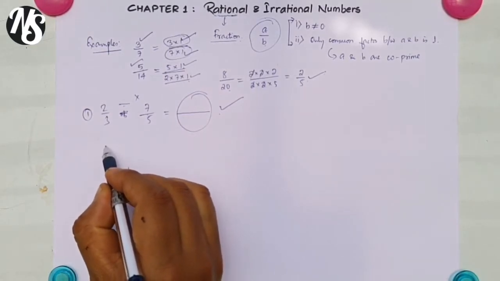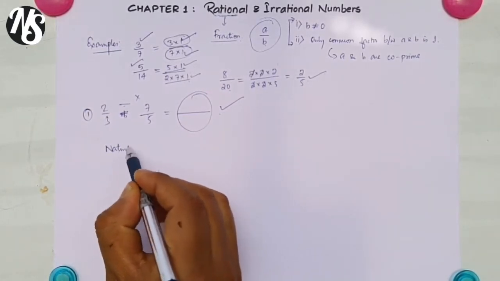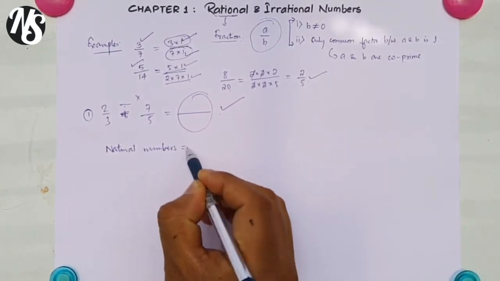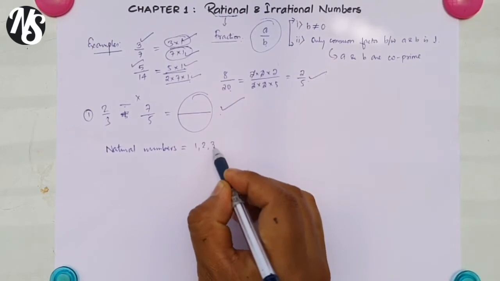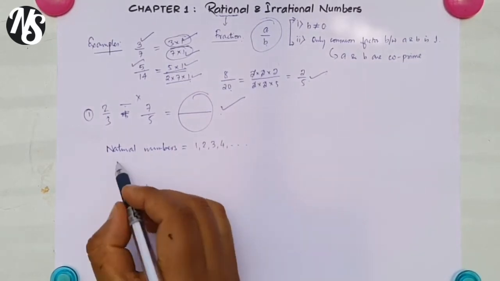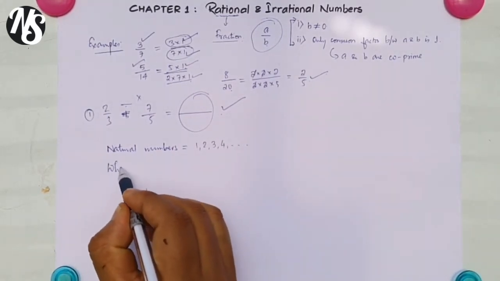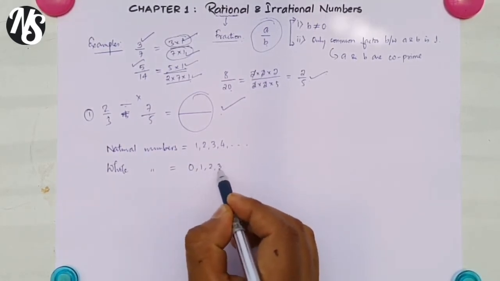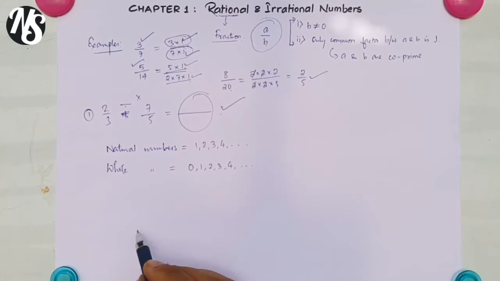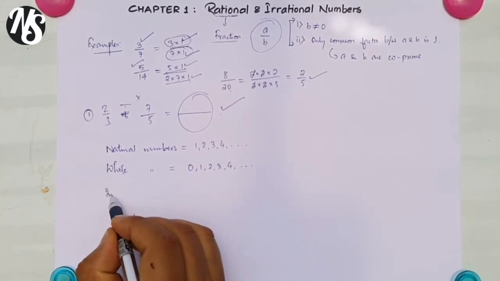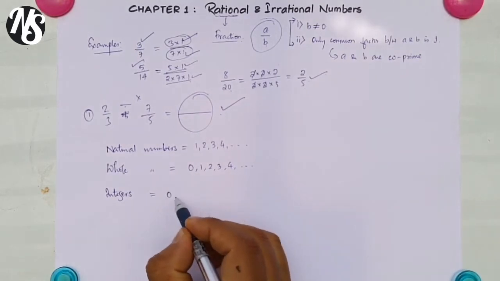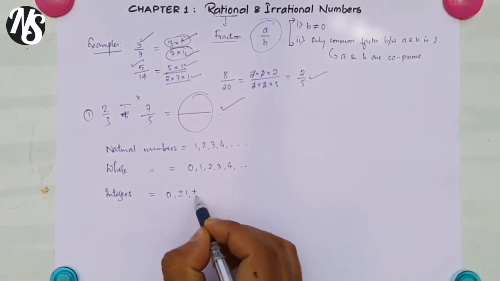So natural numbers are the numbers like 1, 2, 3, 4, and it continues, right? So next is whole numbers. Whole numbers start with 0, 1, 2, 3, 4, and it continues, right? Now if I ask you what are integers, integers are the numbers 0, plus minus 1, plus minus 2, plus minus 3.